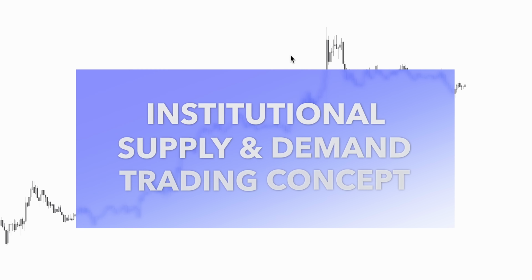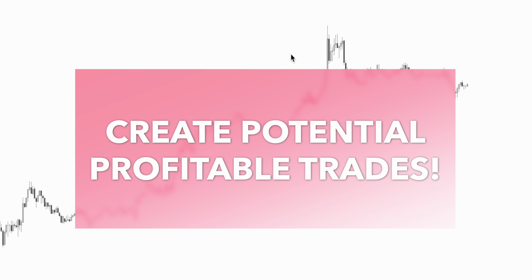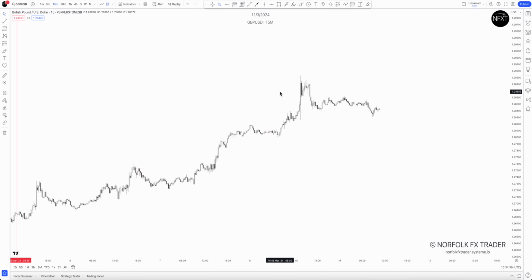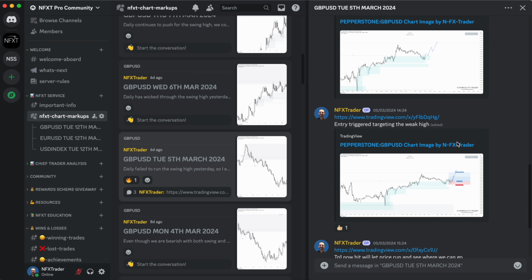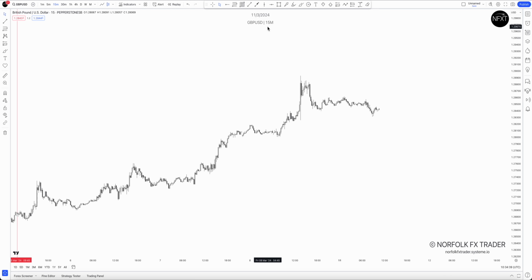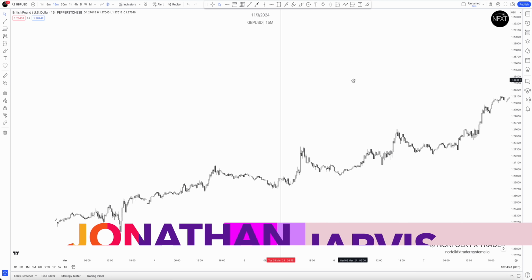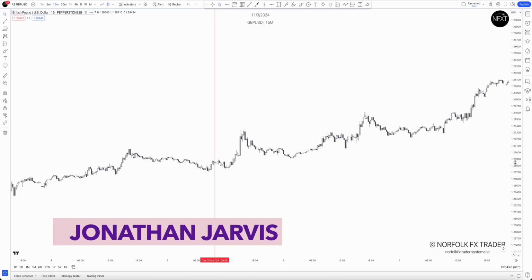Now, many of you do not trade with an institutional supply and demand trading concept, but I want to share with you today how this can create potentially profitable trades for you in your trading. I'm also going to go through and show you how I shared this trade setup ahead of time within my trading community. So the trade was on the pound US dollar pair on a 15-minute time frame. I've actually marked it. So the trade was right here in the market. This is where I looked at taking that trade.